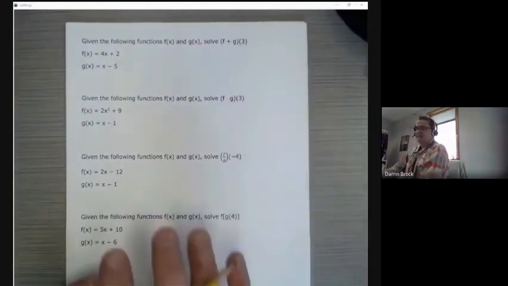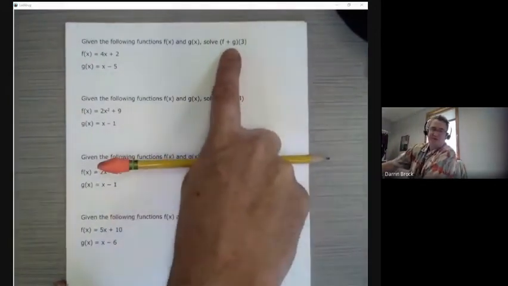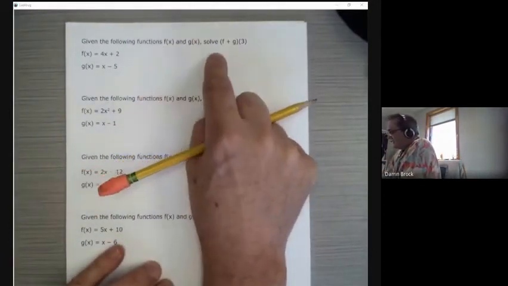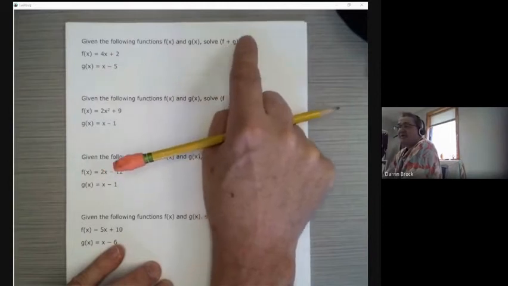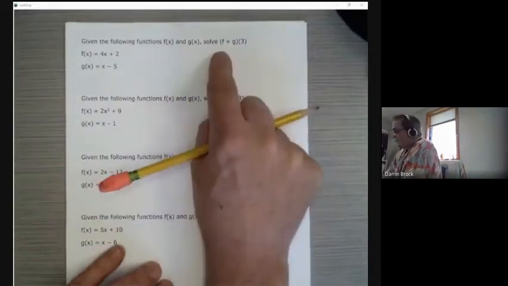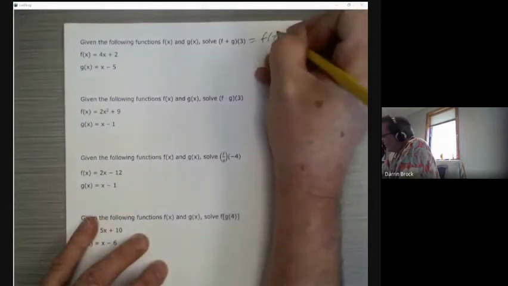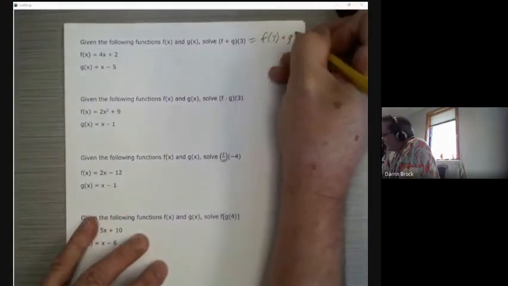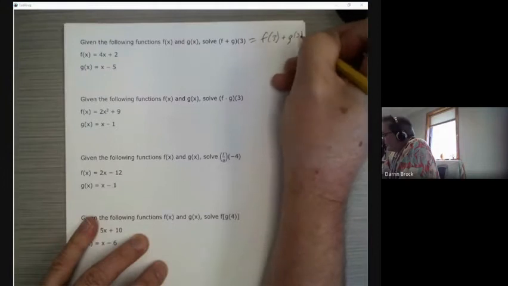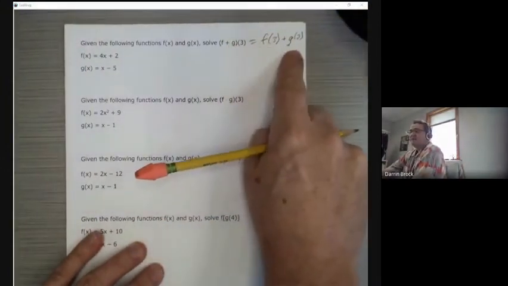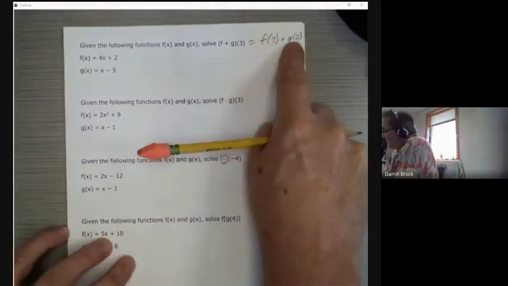The only thing I didn't include was the f minus. It works just like the f plus. So if we had functions f of x and g of x, it says solve f plus g of 3. This is the same thing as saying f of 3 plus g of 3. If it's got f plus g of 3, it's just taking f of 3 plus g of 3. So you would find what is f of 3, what is g of 3.